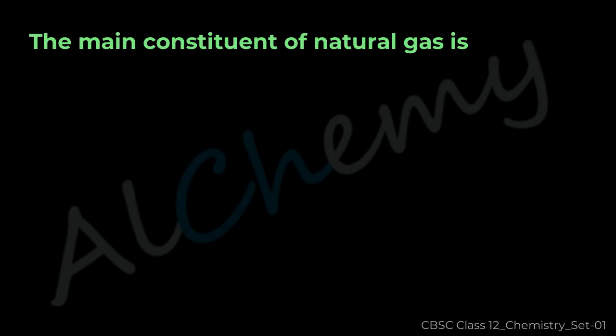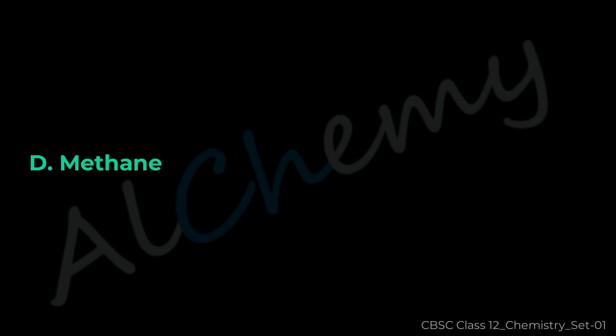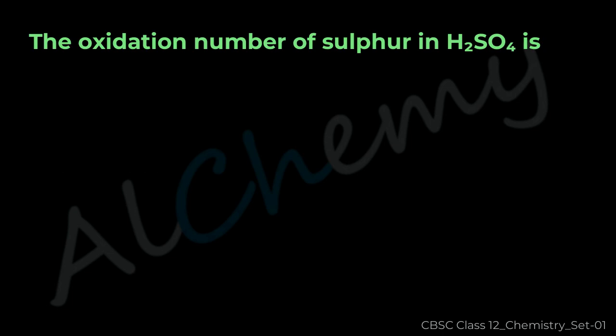Sucrose. Question 49. The main constituent of natural gas is A. Ethane. B. Propane. C. Butane. D. Methane. The correct answer is D. Methane. Question 50. The oxidation number of sulfur in H2SO4 is A. plus 4, B. plus 6, C. plus 2, D. 0.